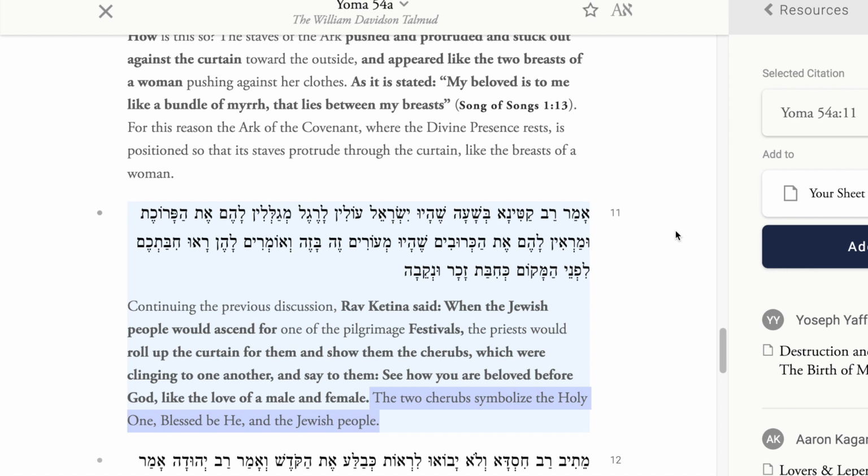So obviously one of the cherubs is representing God, and that proves it is in fact an idol, because it is an image, a graven image, and it's in a way representing God. It's not a depiction of his image, but it is a representation of him. It is supposed to symbolize him. So yes, it is an idol.